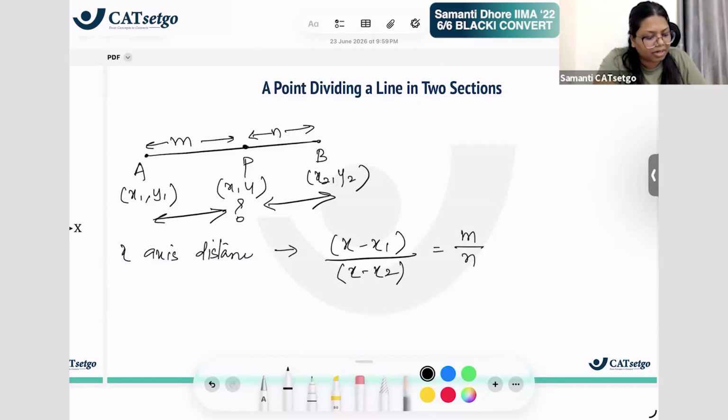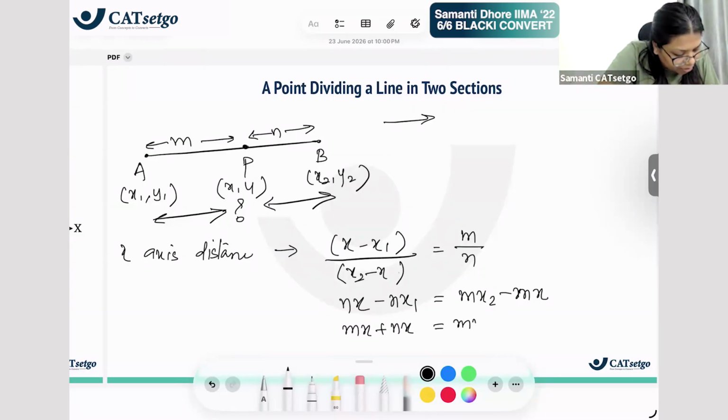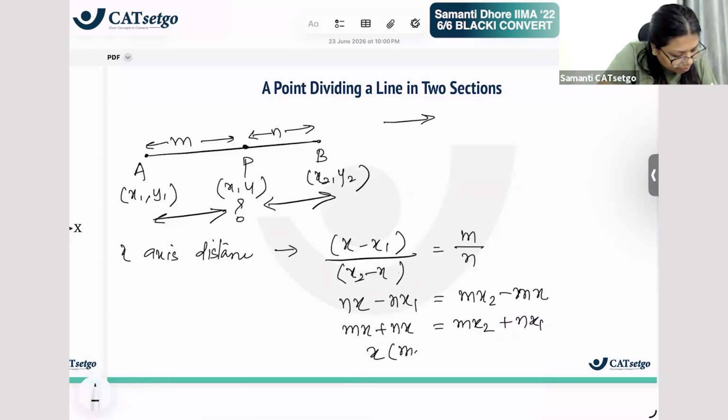And we will have to take it in some direction, right? So if we are taking this direction, it will be x minus x1, and here we have to write x2 minus x. Right? In one direction, x2 minus x and x minus x1 is m by n. If you simplify this, what comes? It comes nx minus nx1 is equal to mx2 minus mx. Right? If you transfer it all here, it becomes mx plus nx is equal to mx2 plus nx1. So x becomes x into m plus n.